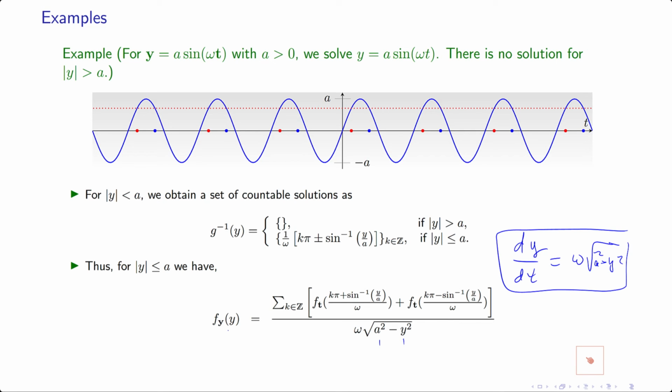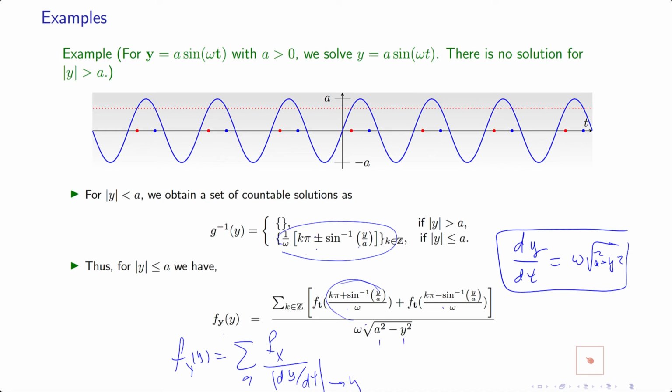In that case, f y of y is equal to the summation over all solutions, that means over all these possible values, of f t at any of these solutions that you see here, for pluses and for minuses, divided by the Jacobian, which is dy over dt expressed in terms of y. So this is the distribution of the output, and you see that this is a complicated equation.